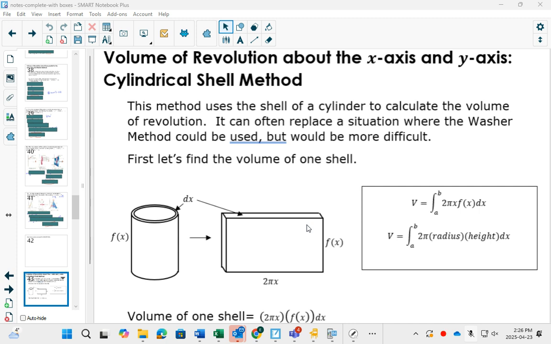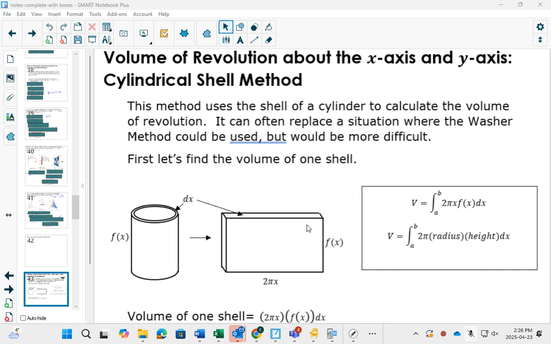It's a really cool application, but if you don't know it on the exam, you can still use the other methods. But sometimes this method is way easier than the circles and the discs. And I'll show you what it looks like, okay?